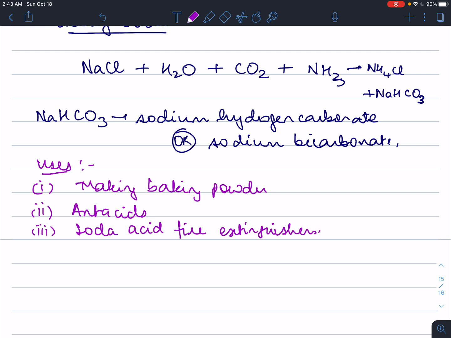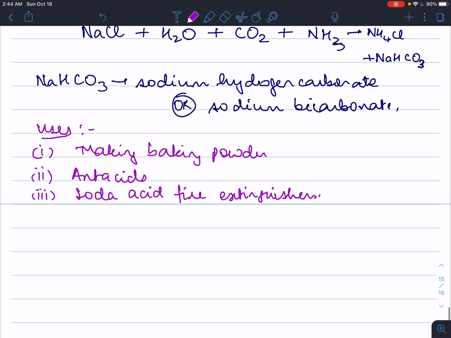So when you mix a hydrogen carbonate with an acid, I said carbon dioxide gas and water are produced. Carbon dioxide gas is used in putting out fires because it moves oxygen away from the flame, and if oxygen is not there, fire is put out.